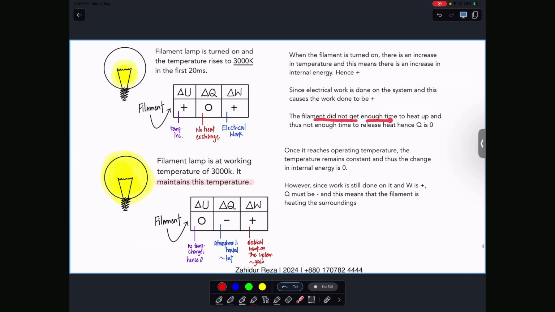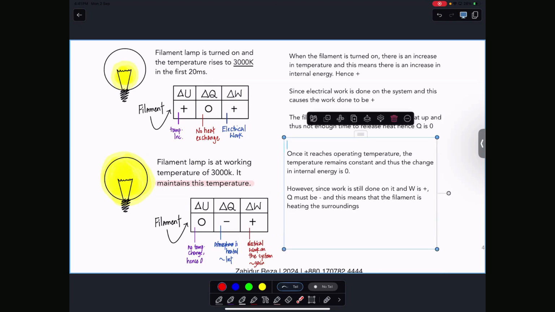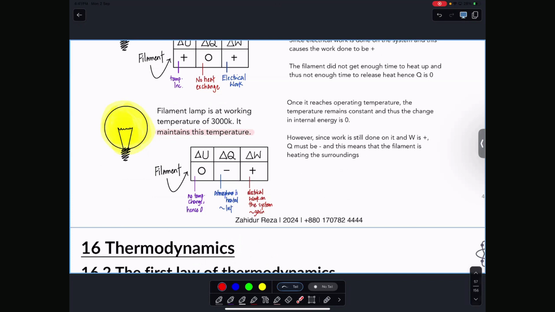The filament did not get enough time to heat up, and therefore it didn't release heat. So Q is 0. 20 milliseconds is a very brief time. For you to lose energy, you need time. So that time hasn't come up yet, right? So that's why this is 0. But then once you wait for some time, you'll notice that the system becomes the same temperature. There's a name given to this, when temperature remains constant. What do we call that? Thermal equilibrium. So the lamp and the surroundings have reached a similar temperature. Once it reaches operating temperature, the temperature remains constant.